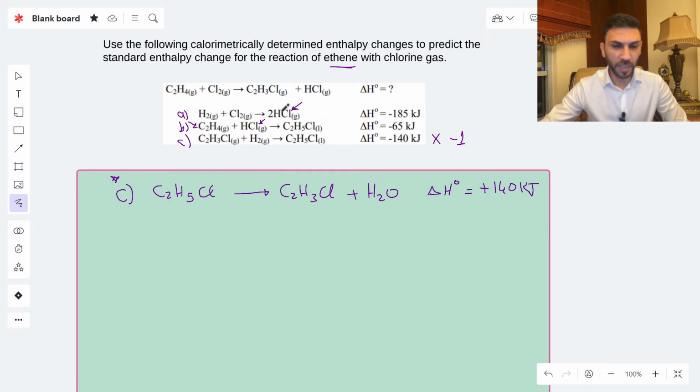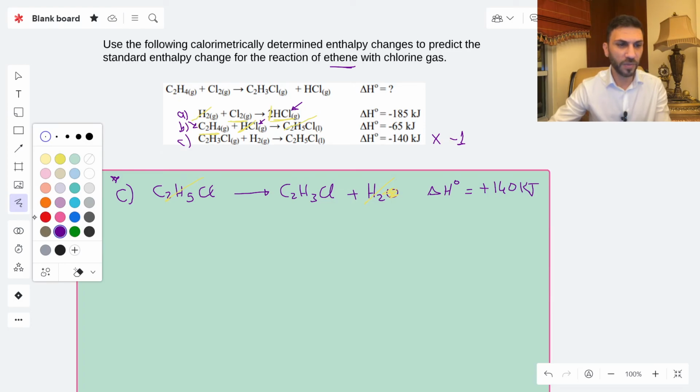We have 2 HCl and we have HCl, so here we have only 1 HCl left. Sorry, here it is H2 only, not H2O. We have H2, 1 mole, and H2, 1 mole, they cancel each other. We also have C2H4 and Cl2 remaining, and C2H5Cl, C2H5Cl, they cancel each other. Therefore, the final reaction will be the desired reaction.